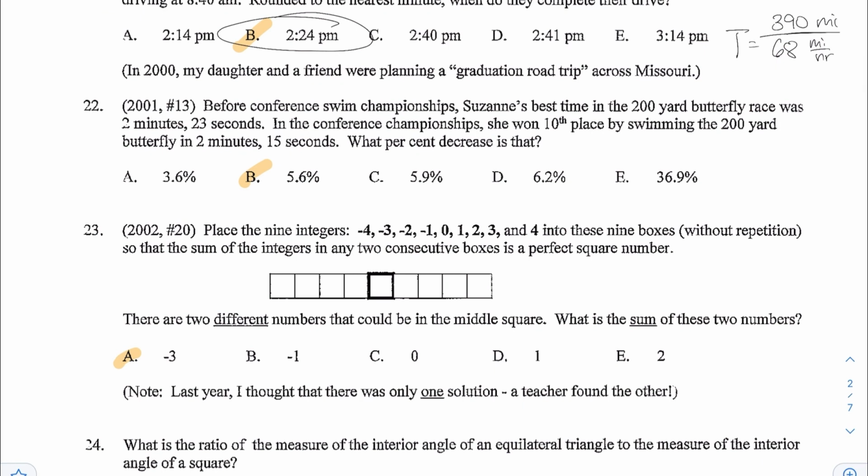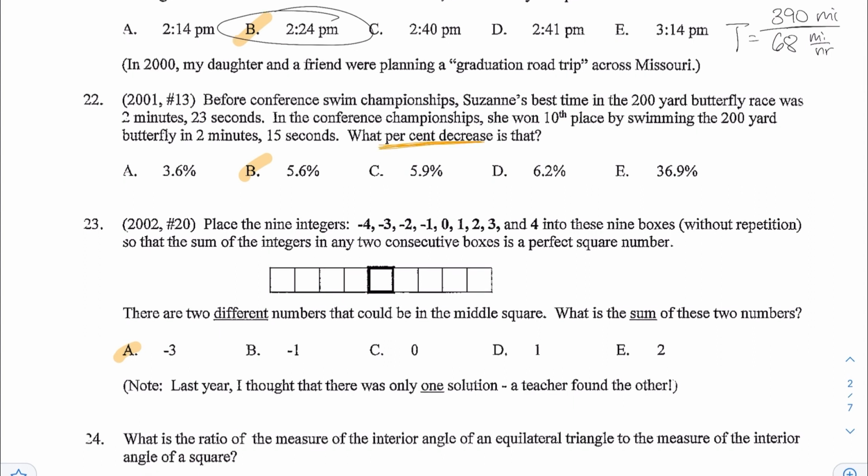All right, next for number 22. Before conference swim championships, Suzanne's best time in the 200-yard butterfly race was 2 minutes and 23 seconds. In the conference championships, she won 10th place by swimming the 200 yards butterfly in 2 minutes, 15 seconds. What percent decrease is that?